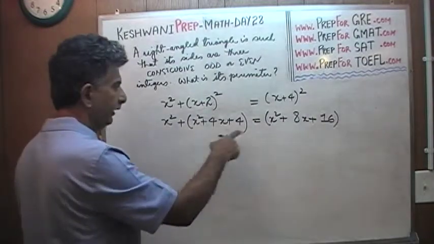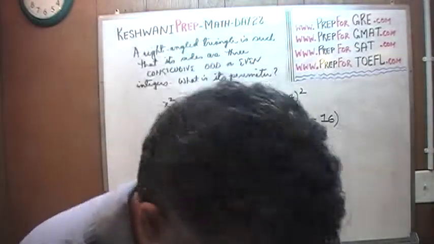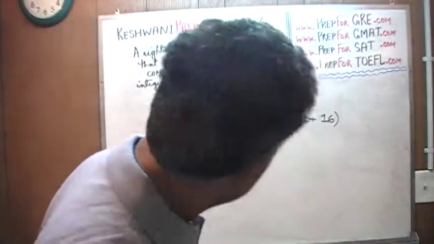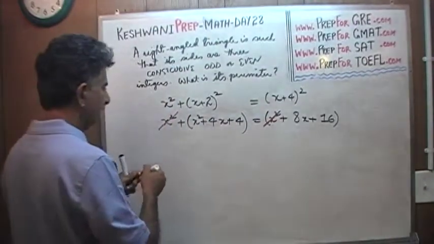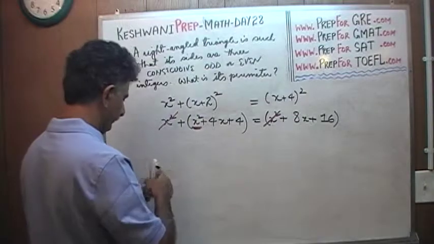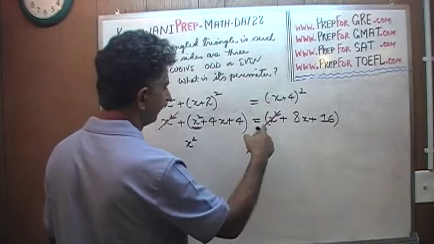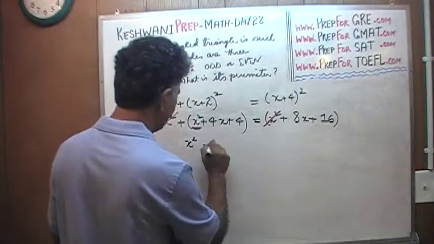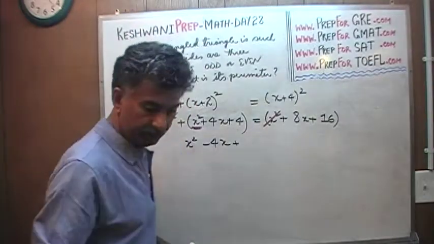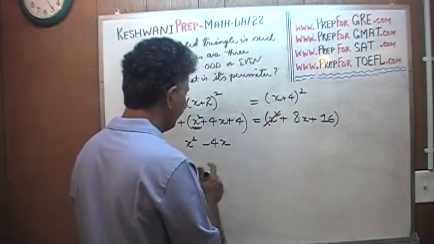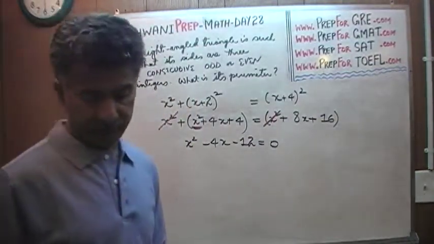So here I see x squared, here I see x squared. If we were to subtract x squared from both sides, the first x squared will drop out. If we subtract x squared from both sides, this will drop out. But we still have this x squared. So x squared, 4x minus 8x will give us negative 4x, and then 4 minus 16 will give us negative 12. Now we have to solve for x.